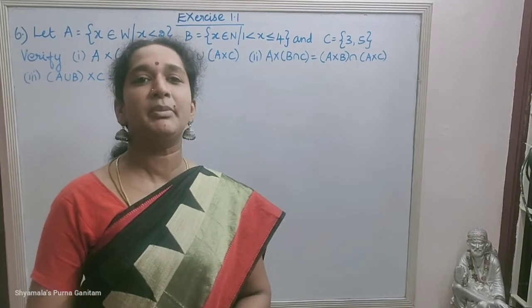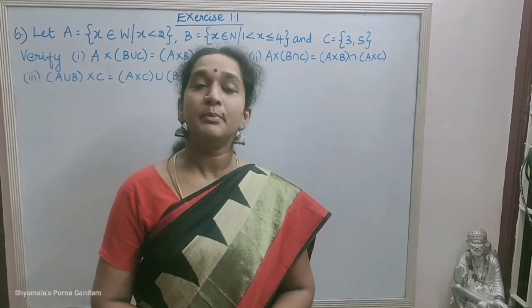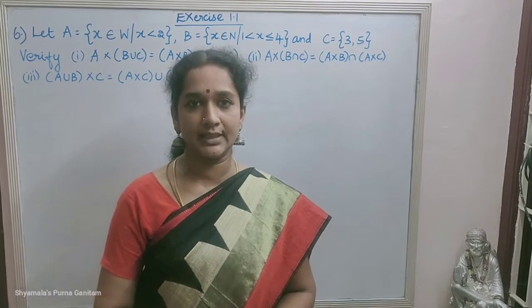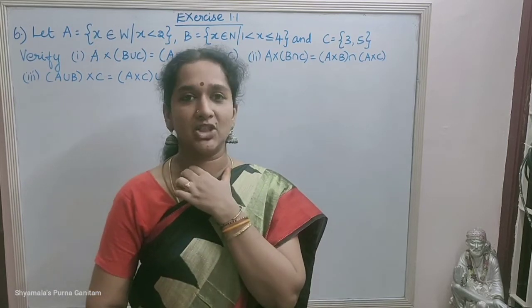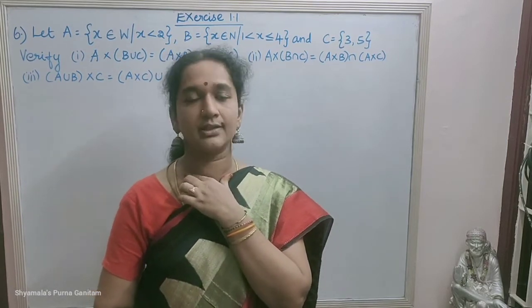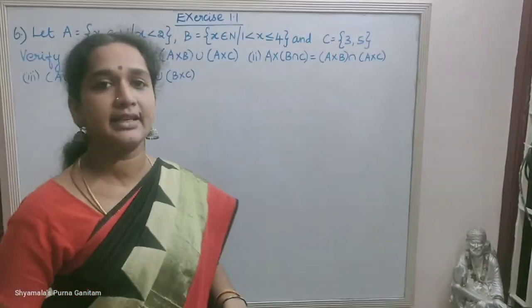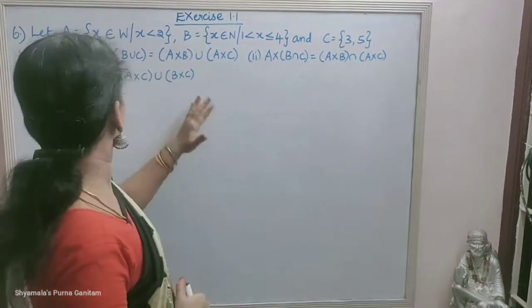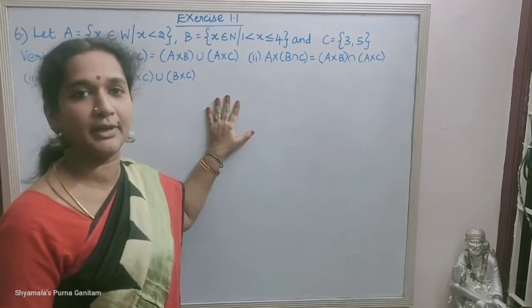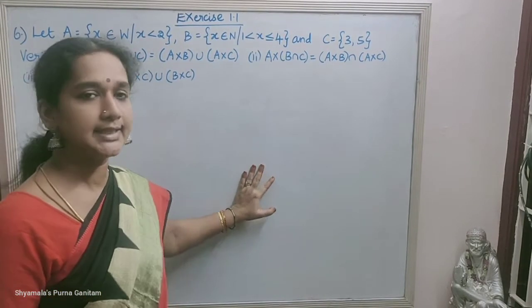Students, in this class we will be doing the class 10 matriculation syllabus, or Samacheer Kalvi syllabus. I am doing the first chapter, Relations and Functions, exercise 1.1. I have already completed 5 sums. Now I will continue from the 6th sum.